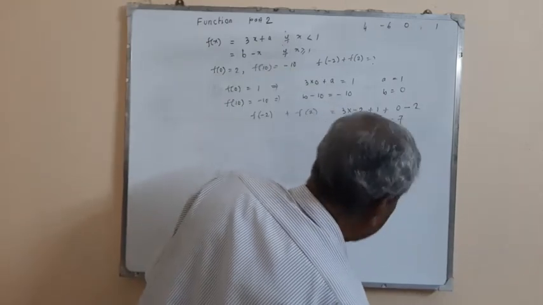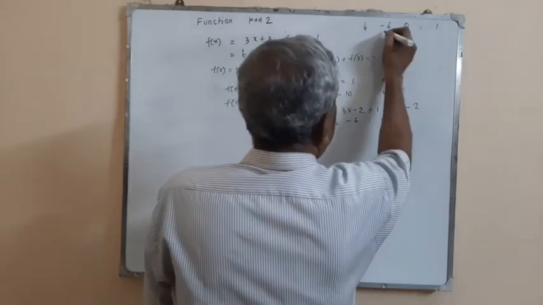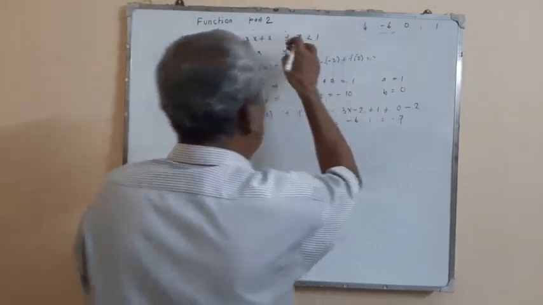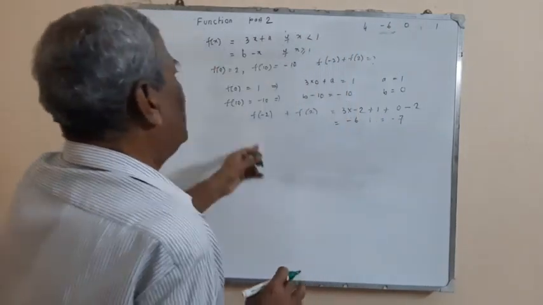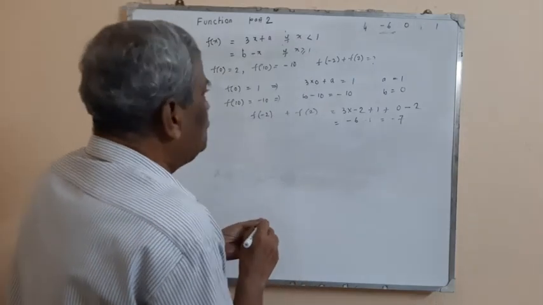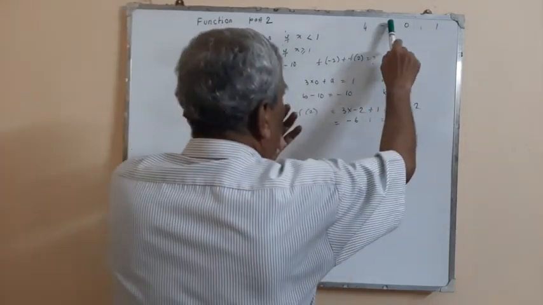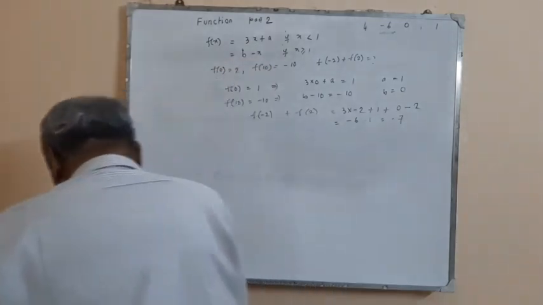minus 6. The answer is given as -6. So you please check the calculations. If the calculation is okay, then this one would be -7.